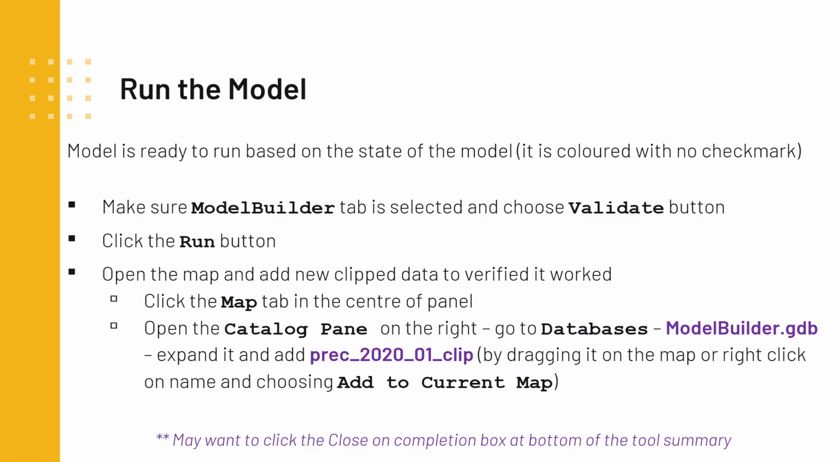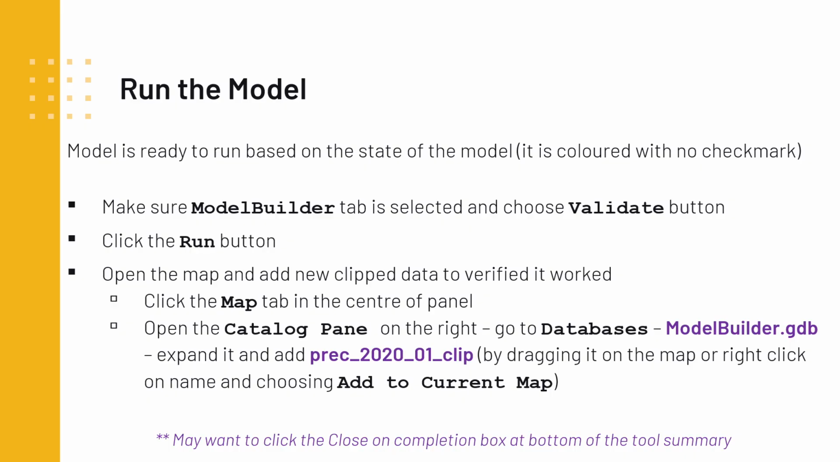Now we're ready to run the model. You can tell it's ready to run because the model is colored, but there are no check marks on it. So in order to verify everything's good to go, we're going to make sure that we're on the Model Builder tab at the top, and then we're going to choose the Validate button in the ribbon. Once the model has been validated, we're going to click the Run button that's right beside it.